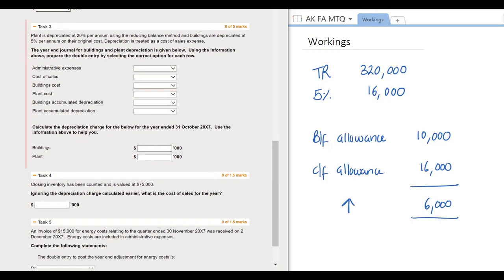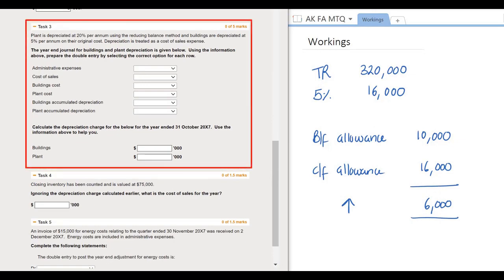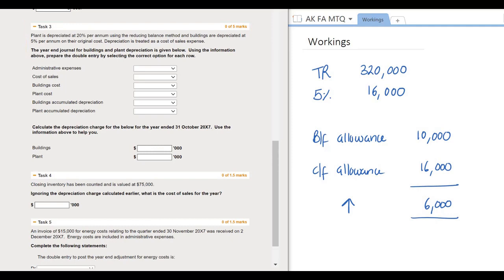Moving on to task 3 then, here we're being asked to think about depreciation. So it says that plant is depreciated at 20% per annum using the reducing balance method, and that buildings are depreciated at 5% per annum on their original cost. And depreciation is to be treated as a cost of sales expense. Firstly, we need to think about the journal entries that would be posted as a result of the above.